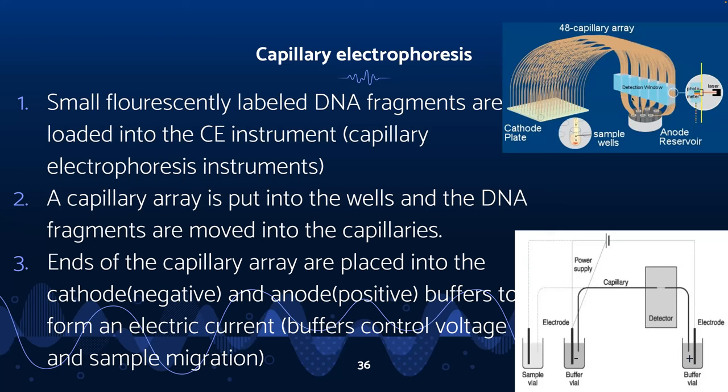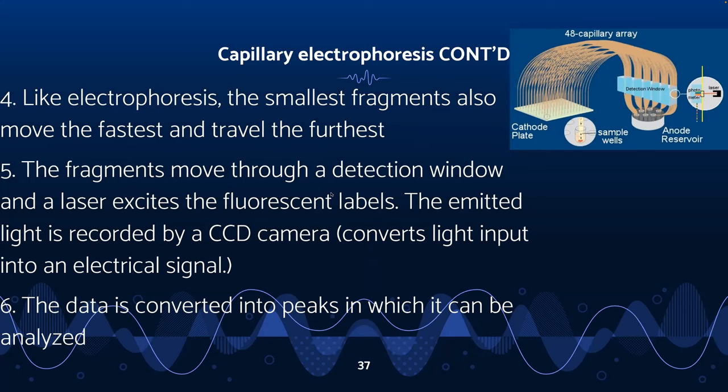This is kind of like gel electrophoresis, where the DNA travels from negative to positive. So it does work in a similar way in how it separates the DNA. Next, the smallest fragments also move the fastest and travel the farthest, while the bigger fragments will be just trudging along.